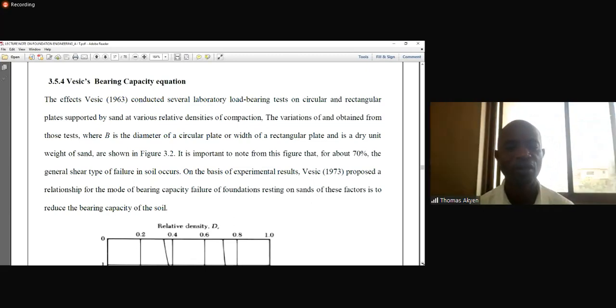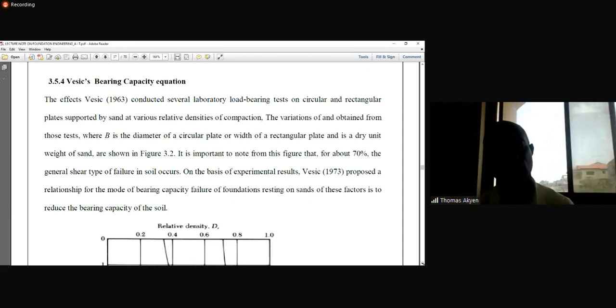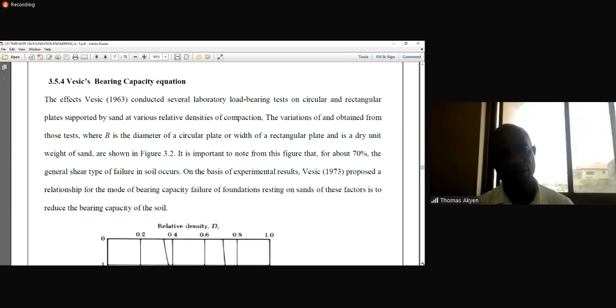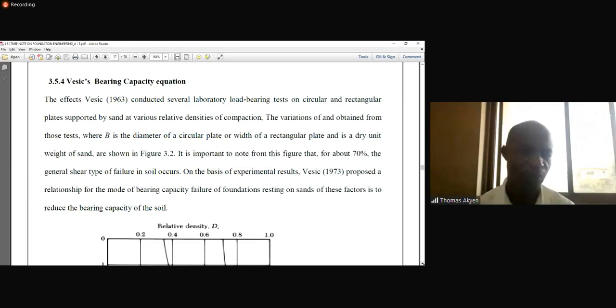So these are all investigators who did very well when it comes to designing of foundation. They took Terzaghi's bearing capacity equation and they improved on that. They all did very well in doing that. Later on, they all helped in improving upon the theory of Terzaghi.